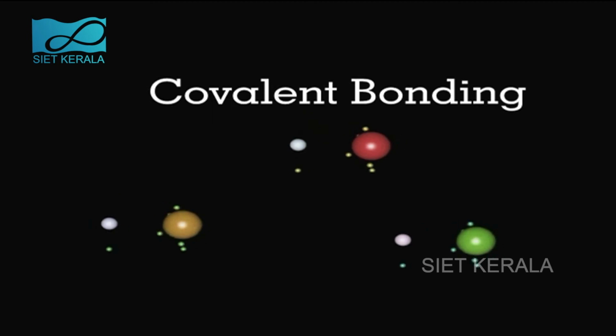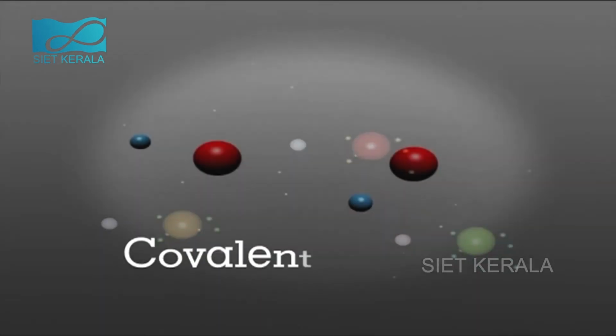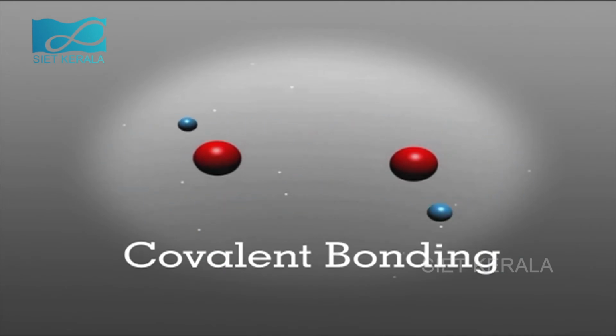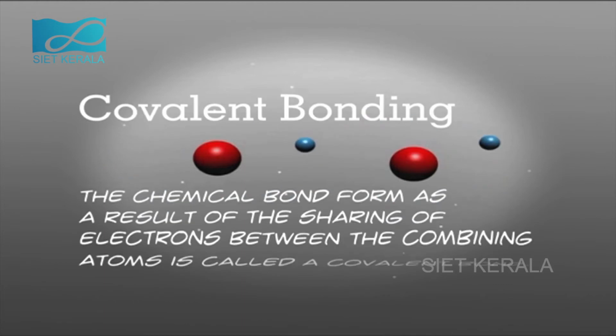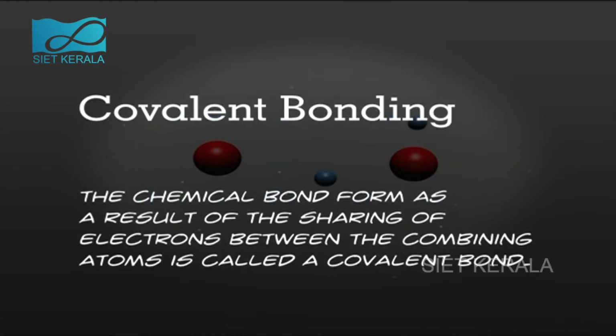Covalent bonding is another type of bonding, and this is the bond between atoms where electrons are shared. The chemical bond formed as a result of the sharing of electrons between the combining atoms is called the covalent bond.